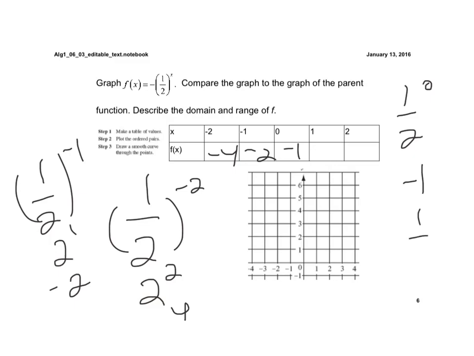Then I plug in 1. So 1/2 to the first would be 1/2. The opposite of that would be a negative 1/2. And then I plug in 2. 1/2 squared would be 1/4. The opposite of that would be a negative 1/4.